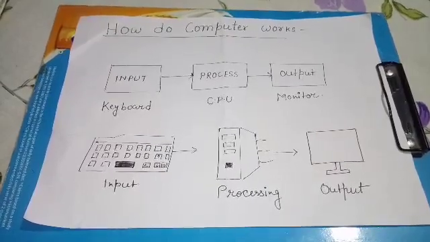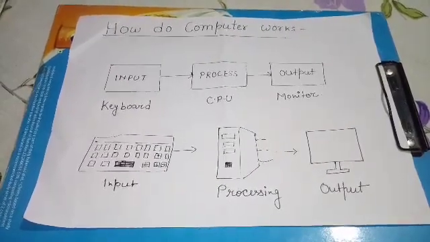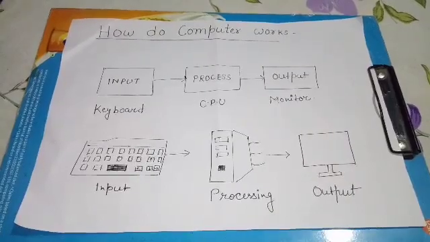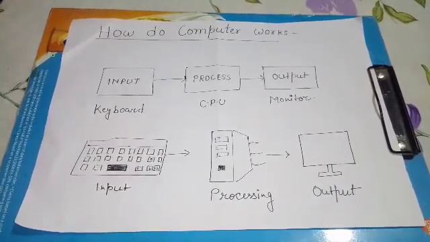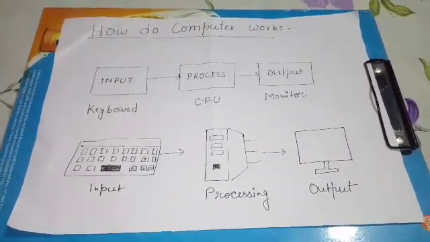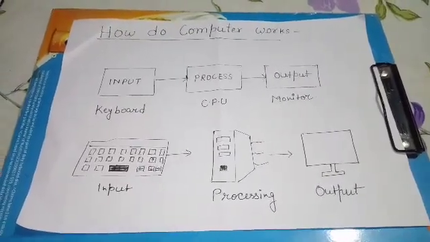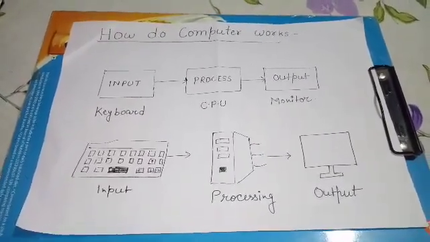Our next device is the output device. Output devices are those devices which are used to get the information or output. Some output devices are printer and monitor.